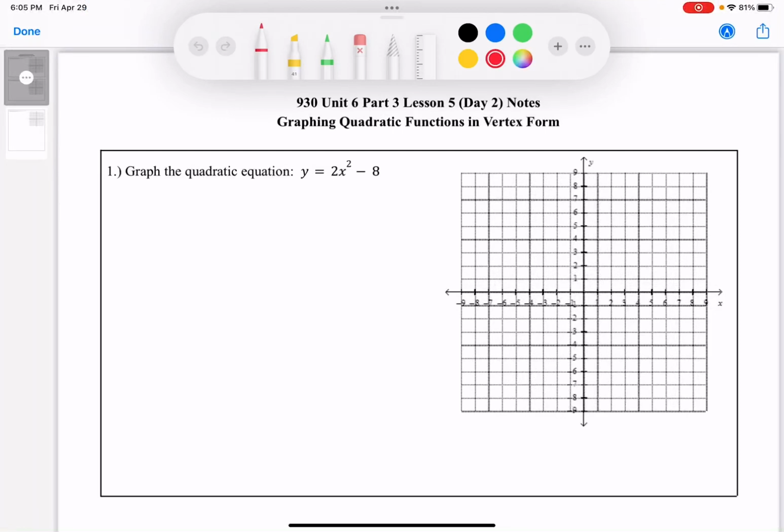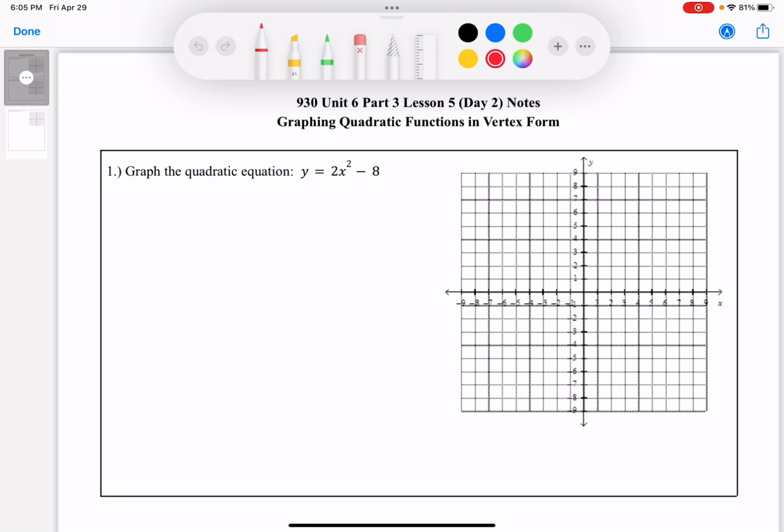Alright, guys, so the second day on graphing from vertex form, and we're going to look at a couple of equations here that actually look a little bit different, but we're going to use the same process that we learned yesterday, just looking for those transformations. Where's the vertex? Is it opening up or down? And then finding the zeros if it has them, or y-intercept if it doesn't, right?